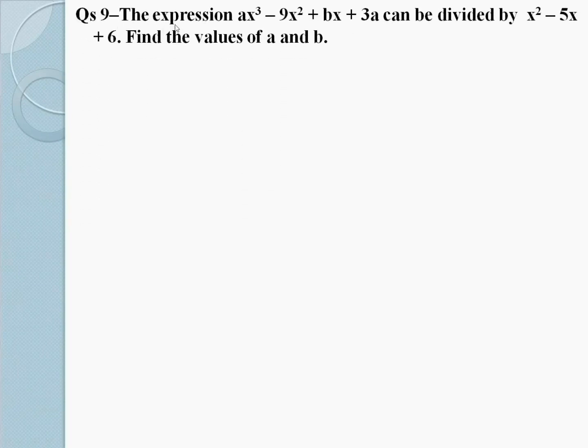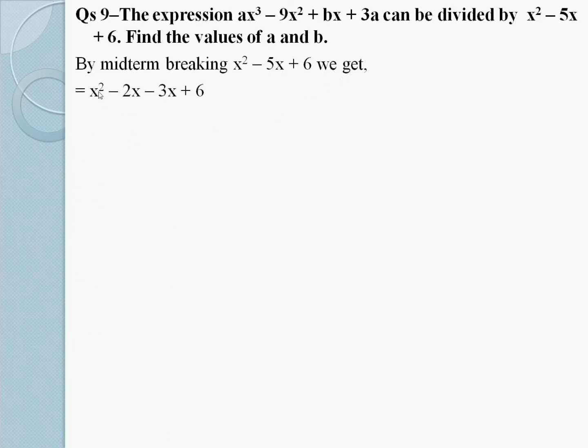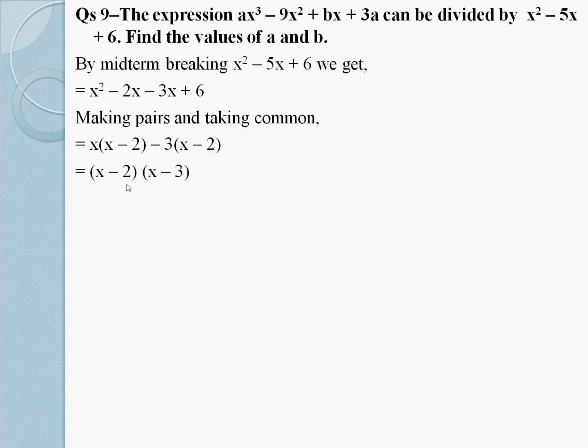Question number 9. The expression ax cube minus 9x square plus bx plus 3a can be divided by x square minus 5x plus 6. Find the values of a and b. By middle term breaking, x square minus 5x plus 6, we get x square minus 2x minus 3x plus 6. Making pairs and taking common, x minus 2 minus 3, x minus 2. X minus 2 again common, x minus 2, x minus 3.